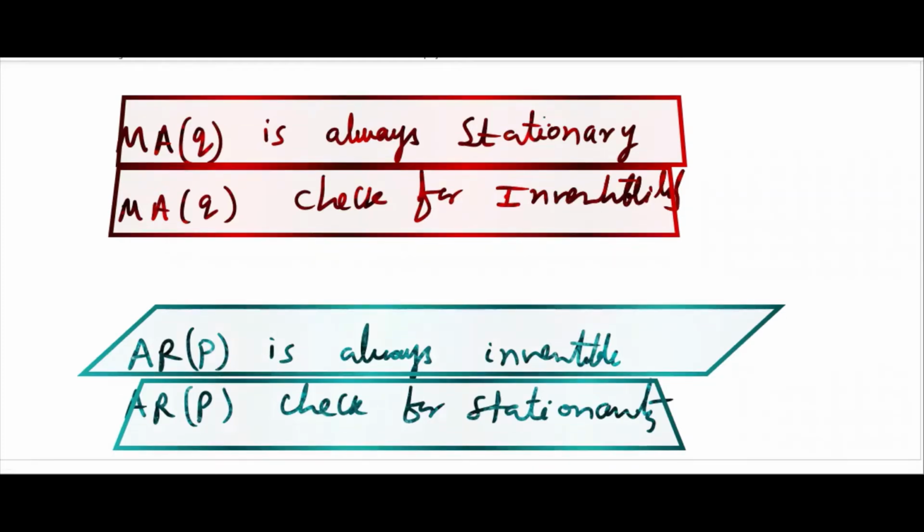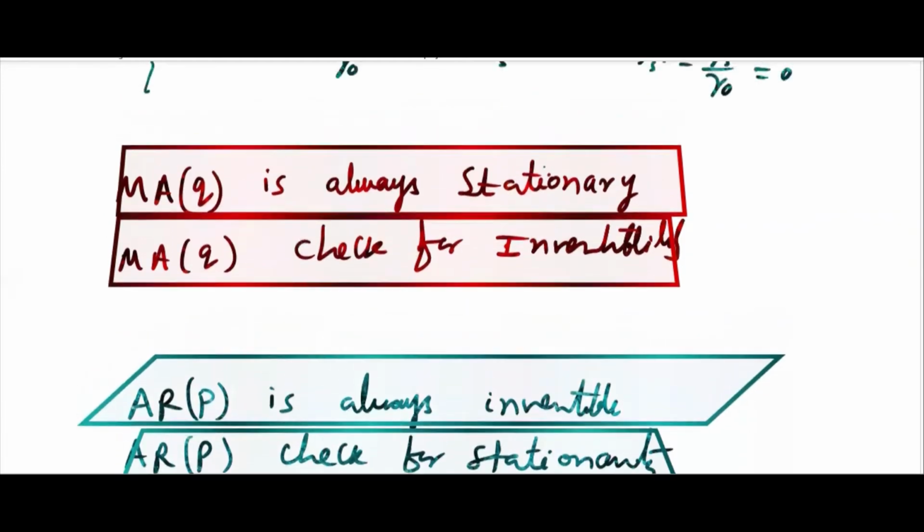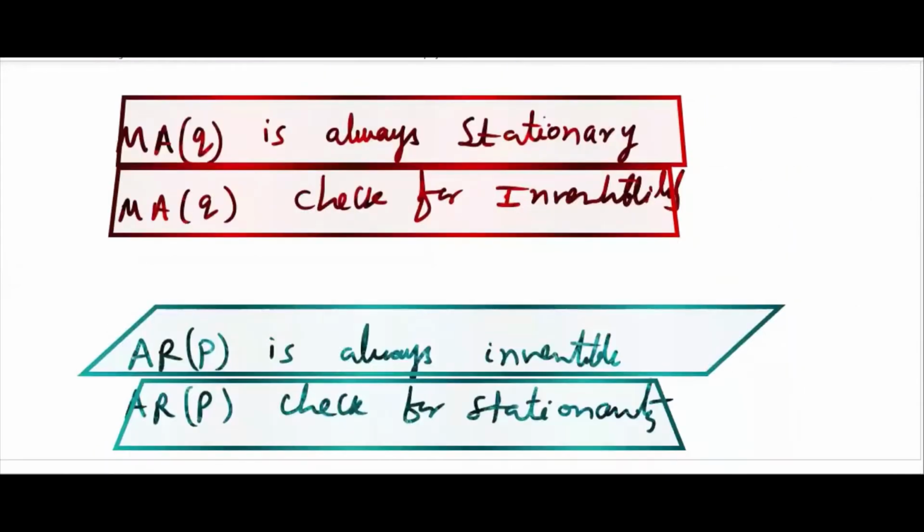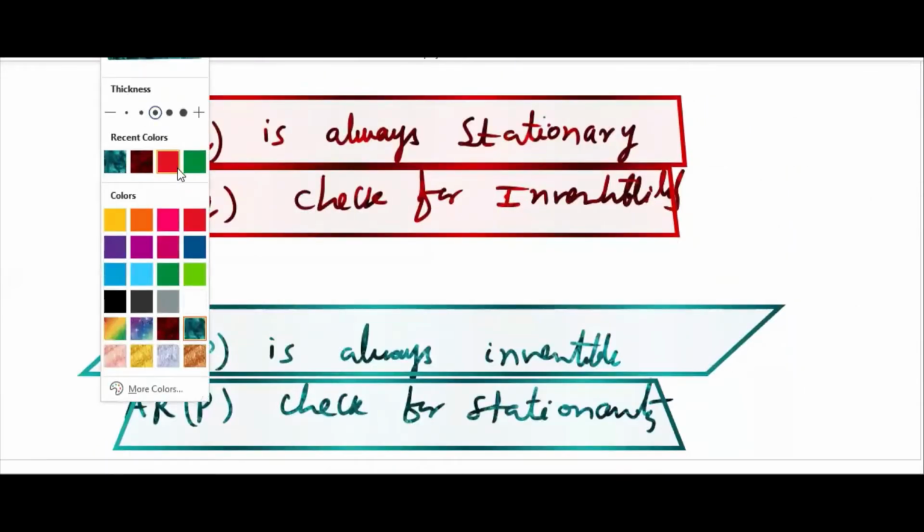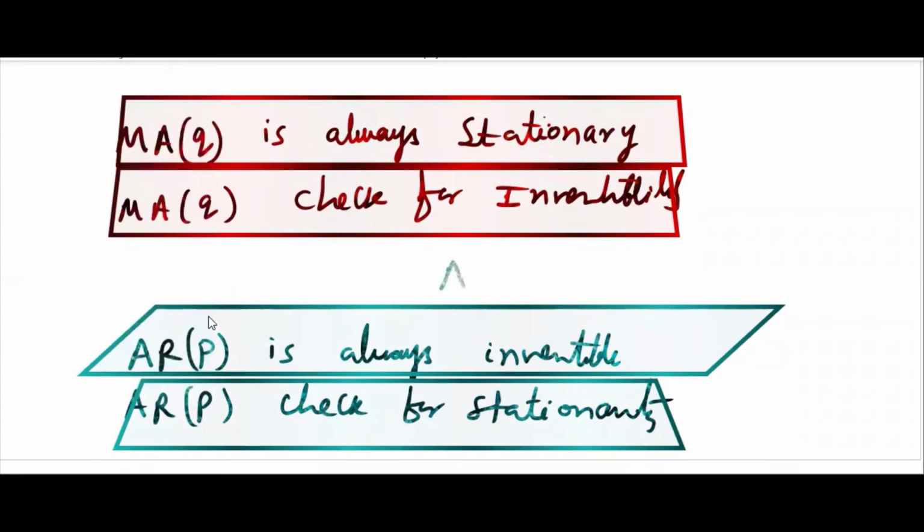Now if you talk about the ARMA PQ process, we are checking for stationarity, and we will not do anything for the Q terms. We'll only see whether the AR part is stationary or not. We'll do some problems and discuss more.